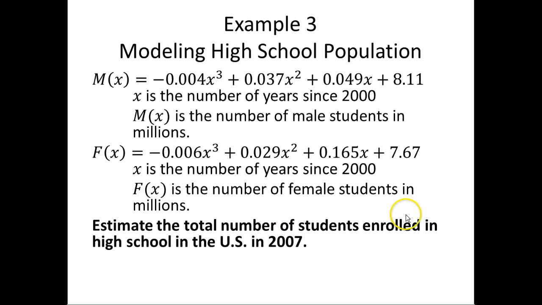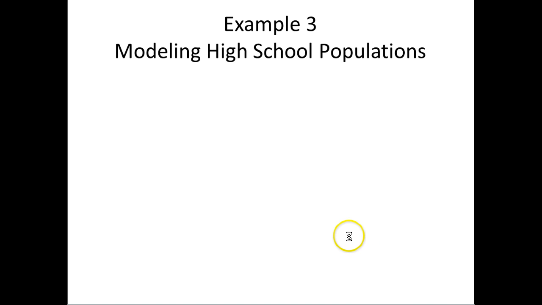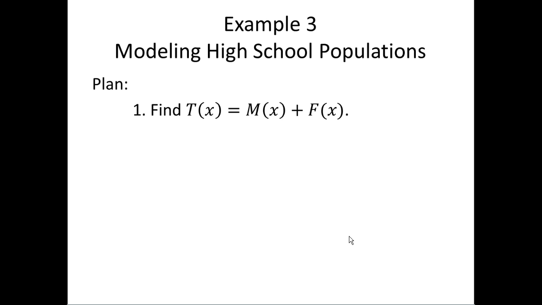And our job here is to estimate the total number of students enrolled in high school in the U.S. in 2007. So I'm looking for the number of males plus the number of females. So we need to come up with a plan, and our plan is to find the total amount of students x number of years after 2000, and of course it makes sense to add the two polynomials together, because after all, this gives us the total male population x years after 2000.